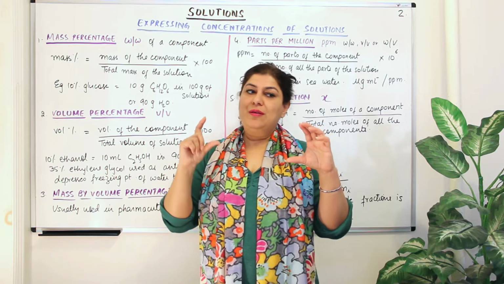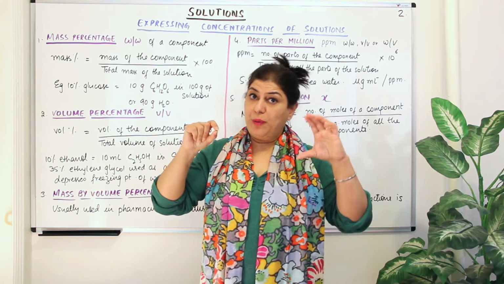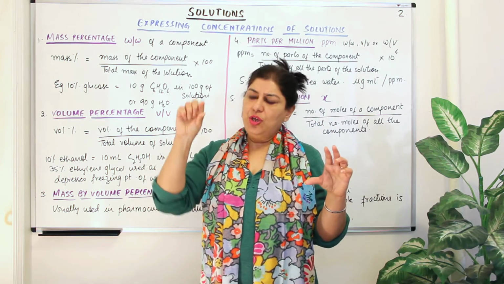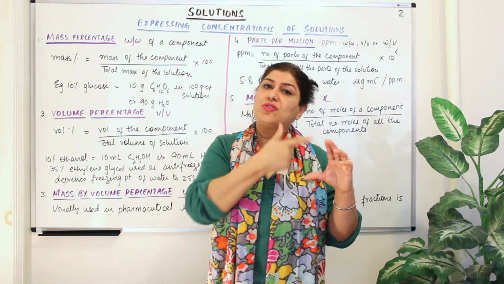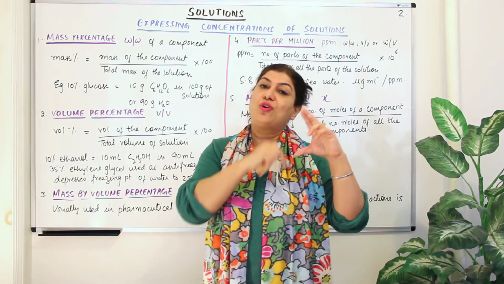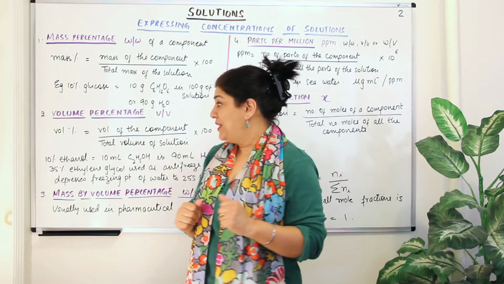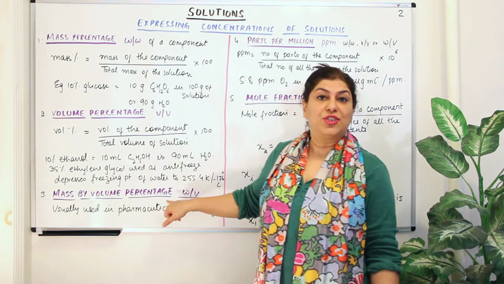So now first you have to turn that in, either you measure both by masses. Or easier is, use the solute, find out the mass of the solute, but keep measuring the solvent in terms of the solution in terms of volume. So that can also be done. So the third is mass by volume percentage.